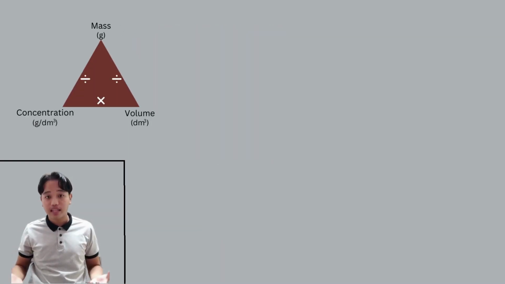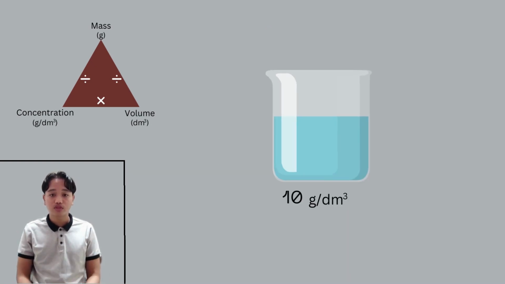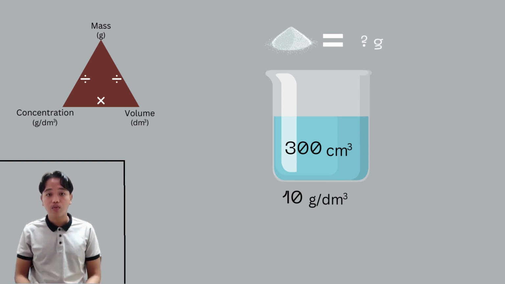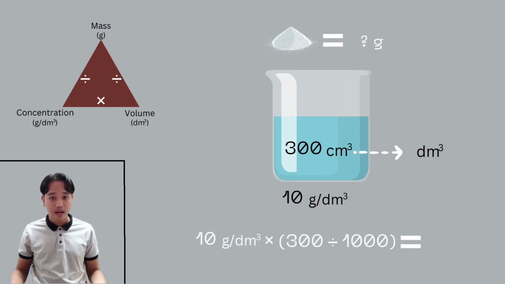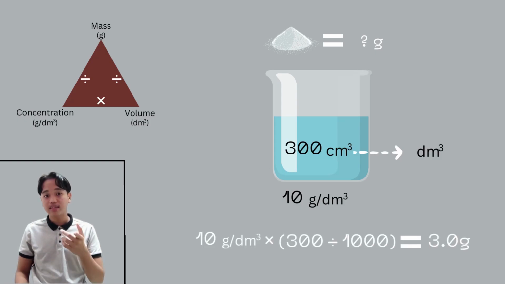Let us try a challenge. If you know that you need 10 grams per decimeter cubed of salt solution and have to dissolve it in a volume of 300 centimeters cubed, what mass of salt should you dissolve? Don't forget that you need to convert the volume from centimeters cubed to decimeters cubed. Try to think. The working is showing right now. Did you get it right?